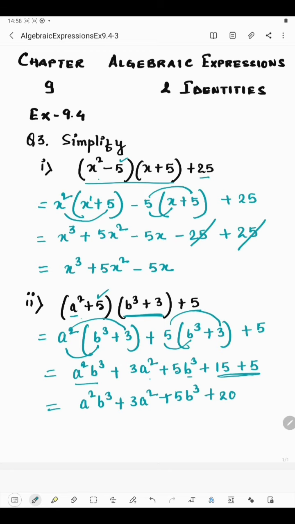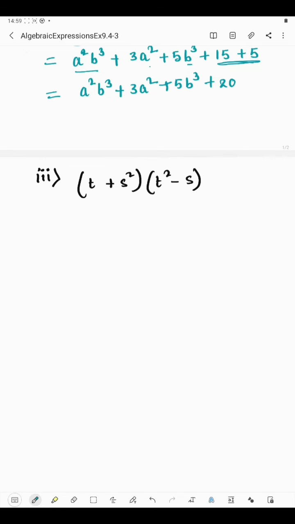Okay, now coming to the third part. Now in the third part we have (t + a²)(t² − s). So this is same as the previous one in question number 2, we'll just multiply the binomials here. So the first term of the first expression should be multiplied by the second expression, which is t square minus s, plus the second term of the first bracket should be multiplied by the second expression, which is t square minus s.